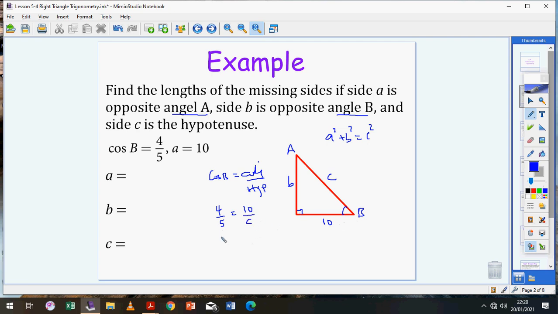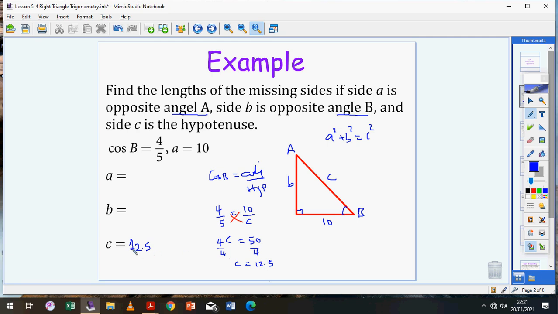So from this fraction, if I cross multiply from this equation, I will end up with 4C is equal to 5 times 10, which is 50. If I divide both sides by 4, I'll end up with C is equal to 12.5. So C is 12.5.